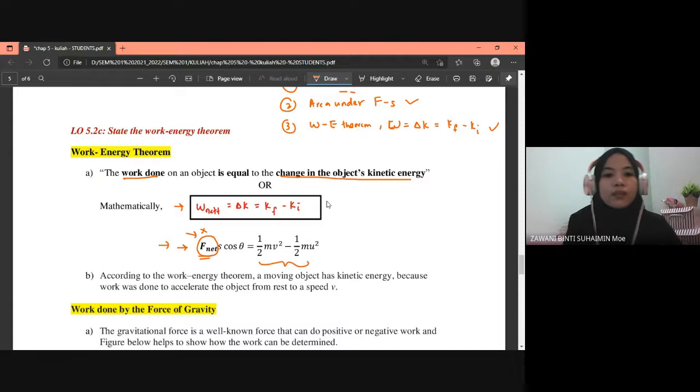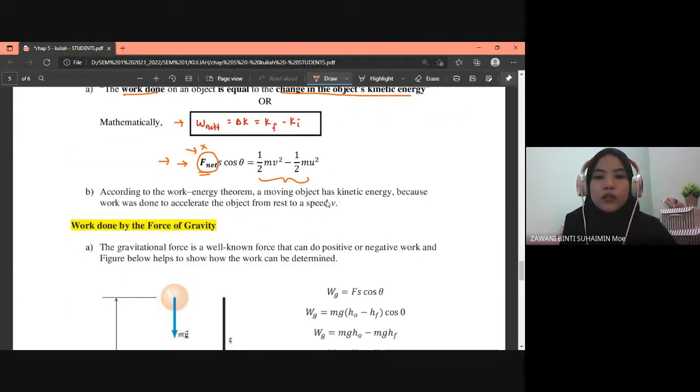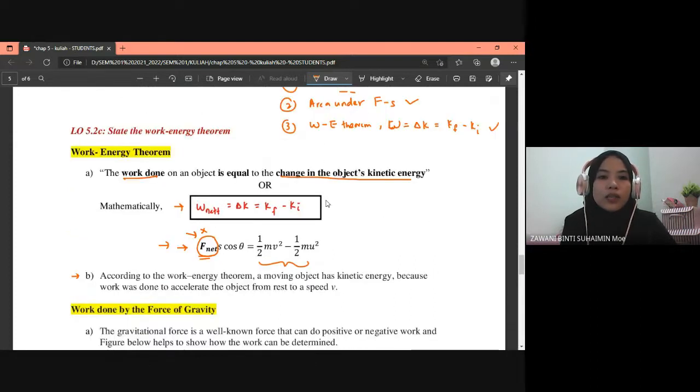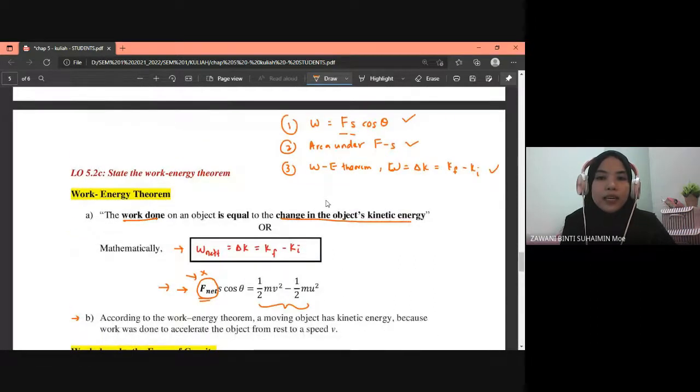So according to work energy theorem, a moving object has kinetic energy because work was done to accelerate the object from rest to a speed v. So itu yang dipercayai daripada work energy theorem lah. Dia dapat idea bila dia rasa objek tu dalam keadaan motion. So confirm lah there is energy ataupun there is a work done in the system untuk bergerakkan objek tersebut daripada tidak bergerak kepada satu-satu motion, satu-satu velocity. So itu adalah cara untuk kita dapatkan work. Ada 3 cara ingat.